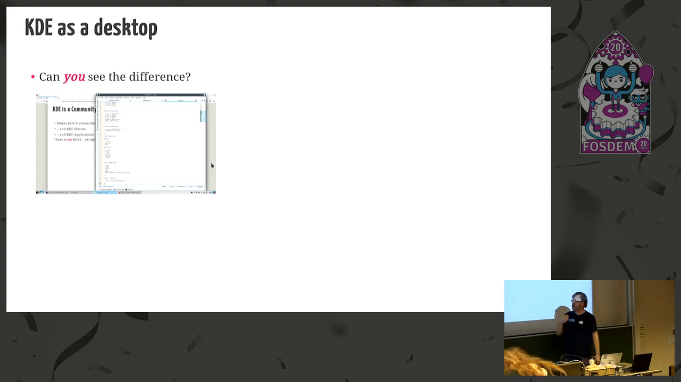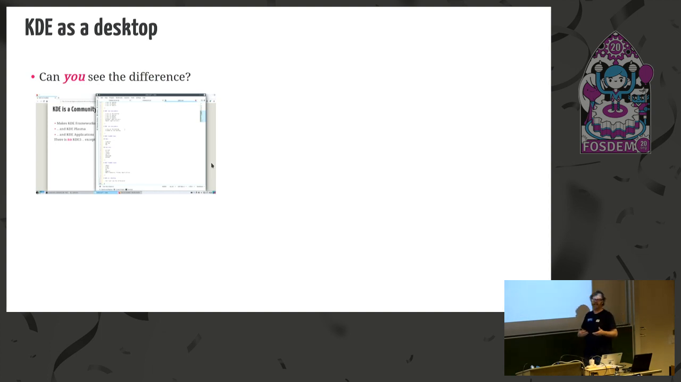So KDE is a desktop. The curious thing is, once you get your desktop up and running, you can't see the difference. Actually, if you look real closely, here's an OpenSUSE logo. So that's what it looks like on OpenSUSE. And if I were to switch into FreeBSD and start my desktop, it would look like this, except with the little K logo there. I mean, there really is no difference. And so that's the curious thing.